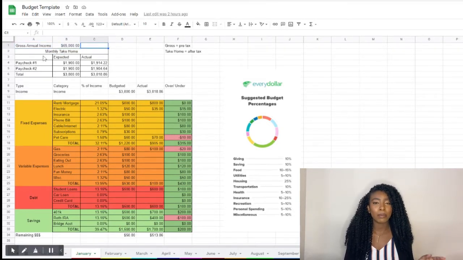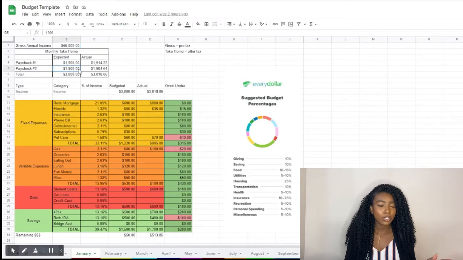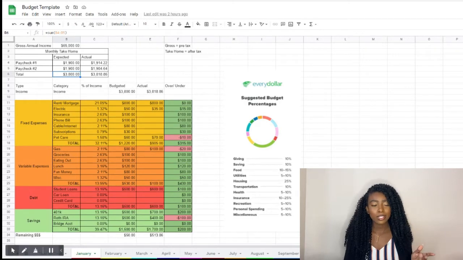Next is going to be my monthly take-home pay. So I have 2 paychecks that I get paid per month, and that is on a bi-weekly schedule. So I get paid twice a month. I get around $1,900 every 2 weeks, and that gives me around $3,800. So that is what I base my budget around. I like to work overtime on a consistent basis, sometimes more than others. So my expected income has been more around $2,000, but I still budget on the $1,900 just in case.